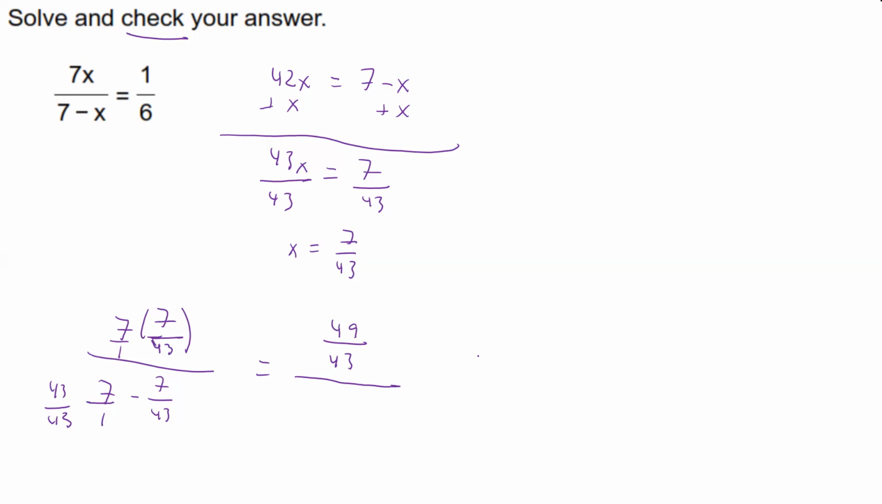So we're going to have to multiply out 43 times 7, and then minus 7. So that's going to be 294 over 43. Multiply by the reciprocal. And so that cancels that. And 294 divided by 49 is equal to 6. So this goes in once, this goes in 6. So we get 1 over 6.